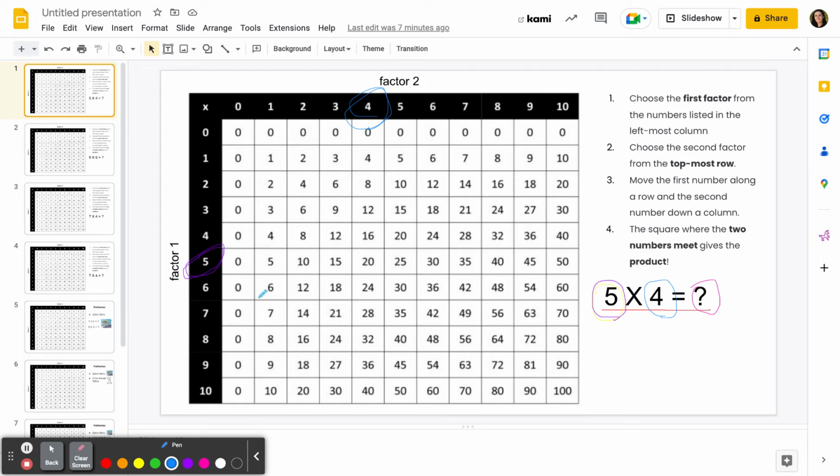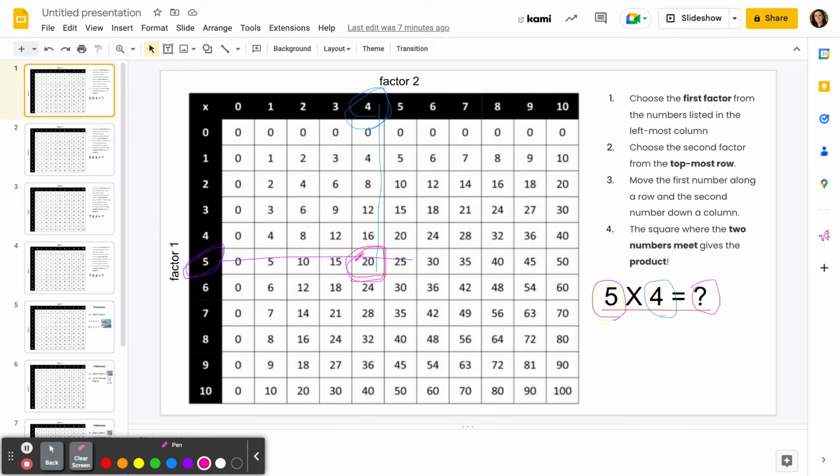There's our 4. Now, I'm going to move my first factor across the row. And I'm going to move my second factor, our 4, down the column. And I'm looking for where they cross, where those lines meet. And it looks like we meet at 20. This is our product. Our product is where our two factors meet. So 5 times 4 is equal to 20.